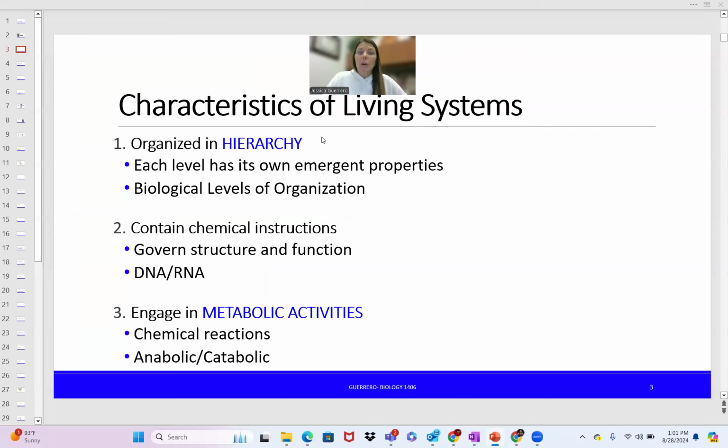All living organisms or all living systems have to have 7 characteristics in order to be considered a living organism or a living system. The first is that they are organized in a hierarchy. In this segment, I'm just going to briefly cover them, and then I go into each one in a little bit more detail in another segment. So they're organized in a hierarchy so that each level has emergent properties.